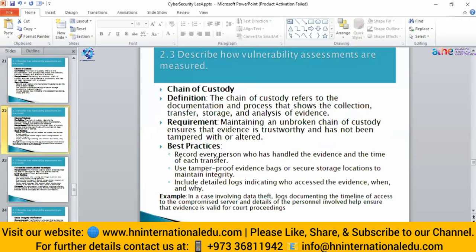For example, in a case involving data theft, you can log and document the timeline of when the server was accessed, and what details were involved. These things will help you justify in court that the evidence is valid, so that there is no such kind of problem there.